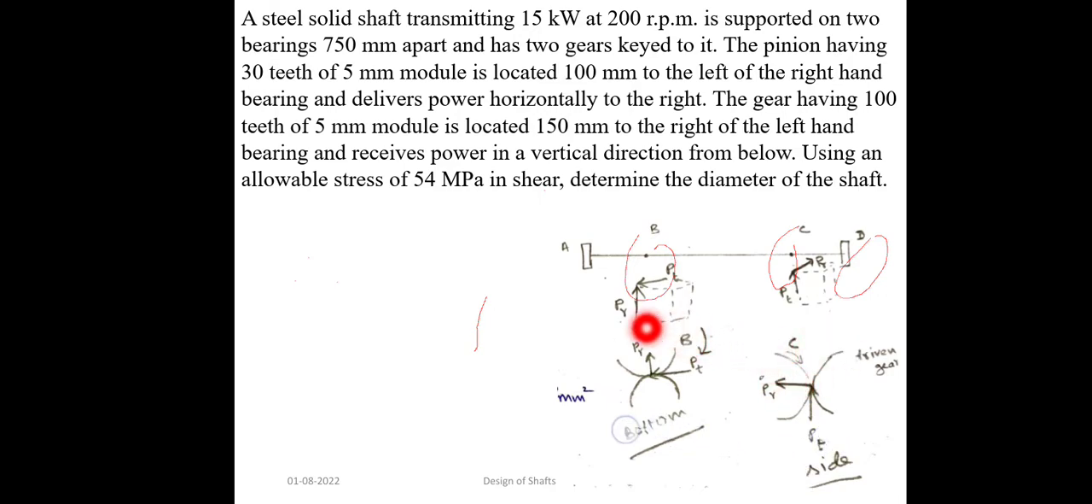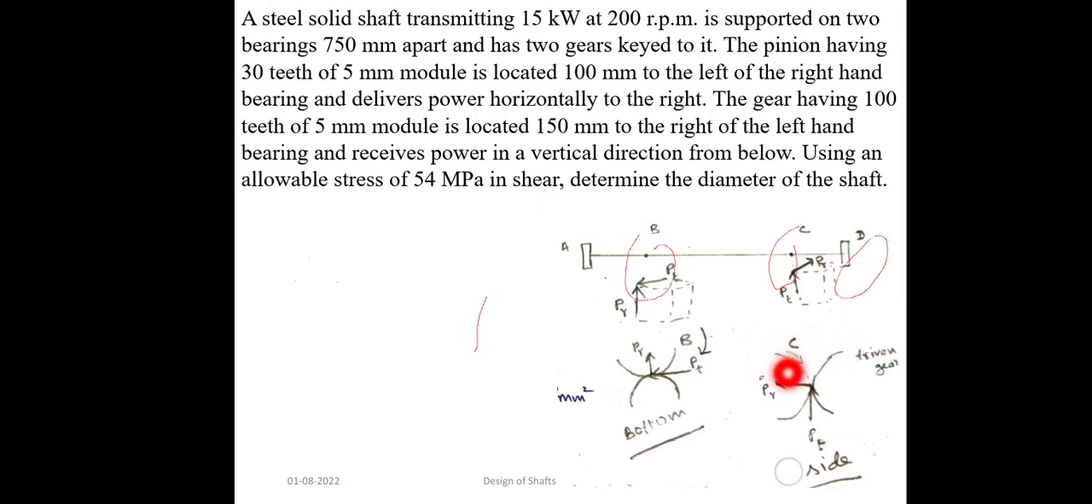One more thing, they didn't give any direction like clockwise or anti-clockwise. Suppose gear B rotates clockwise, then gear C also rotates clockwise, because both gears are attached to the same shaft. I have taken gear B rotating clockwise, so gear C is also rotating clockwise. So gear C delivers the power to another gear.